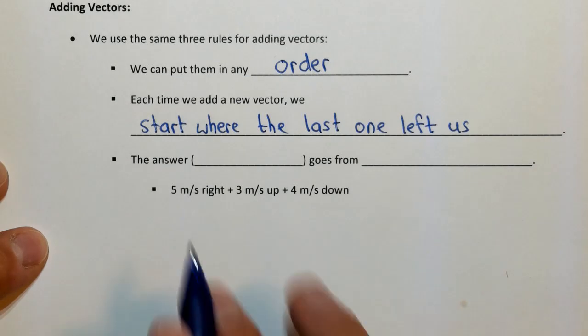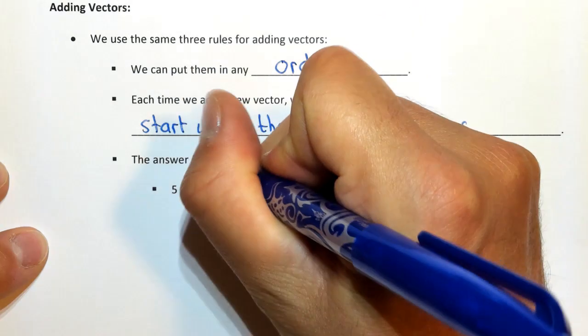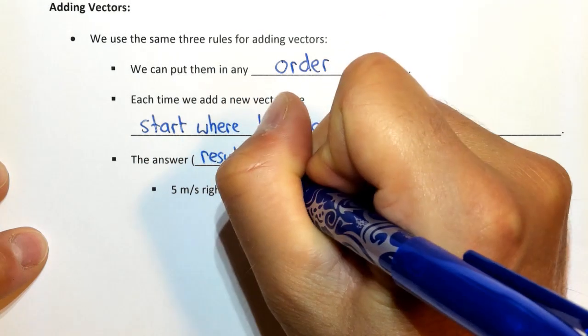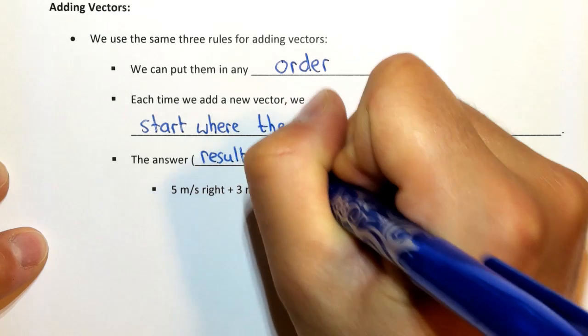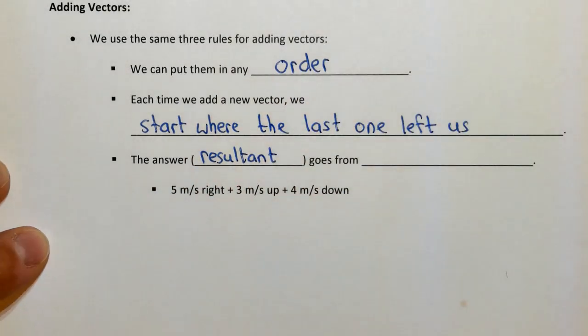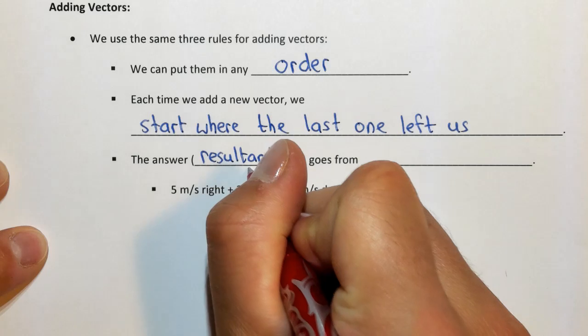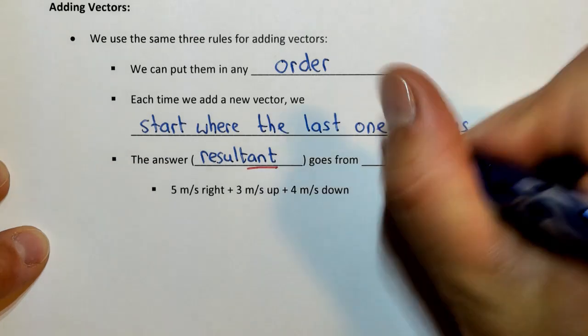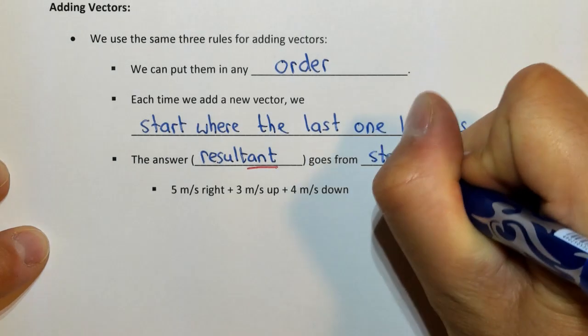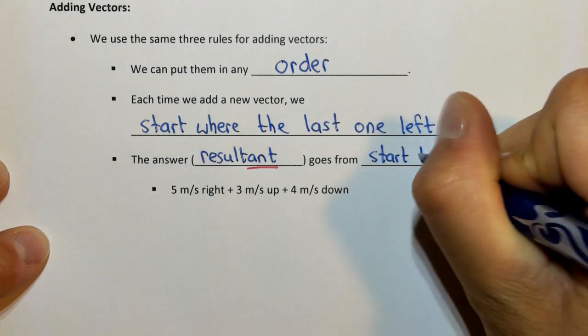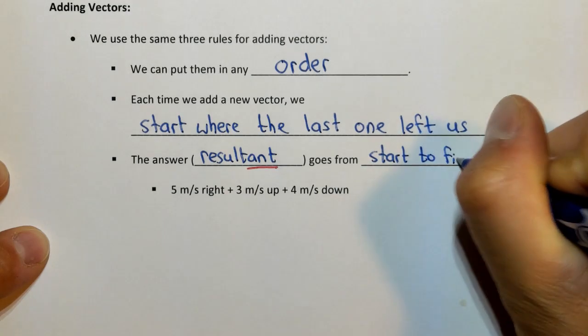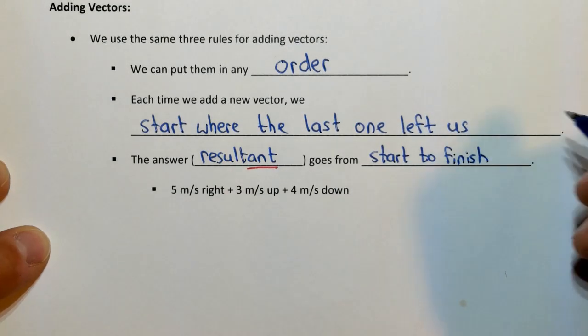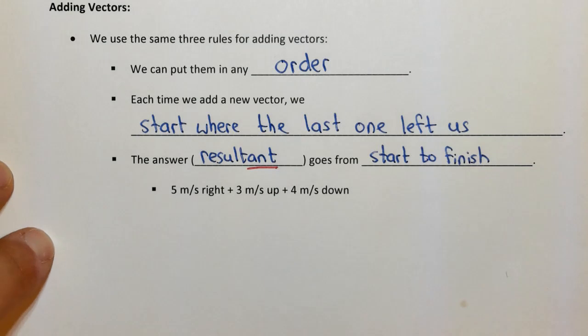For adding, I called it the result. Here I'm going to call it the resultant. The resultant. So there's this extra little bit. It's the word result with ANT on the end, called the resultant. And just like with adding numbers, it goes from start to finish. Okay, so basically the same rules.